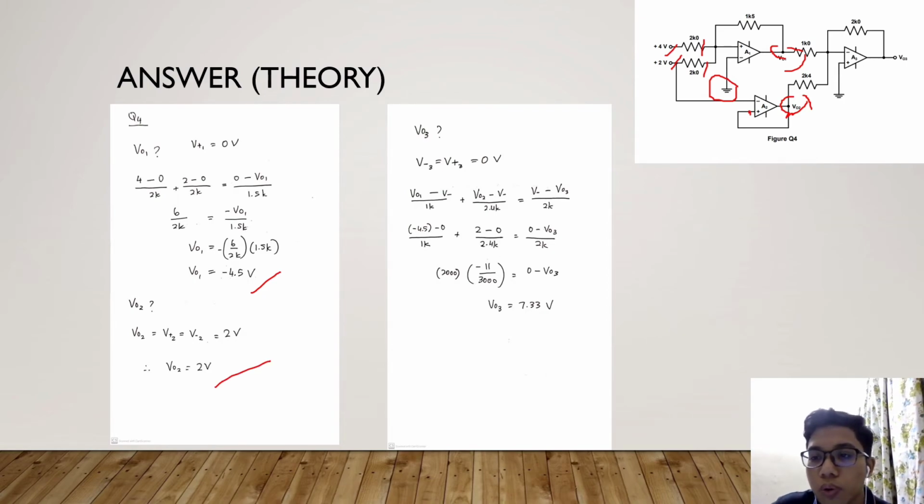Next, we're going to find the value of V output 3. First, we have to identify the value of V minus 3. As you can see here, the value of V minus 3 is equal to V plus 3, and it is 0 volt as it is grounded. So how do we find V output 3? Just by applying the formula of current in and current out.